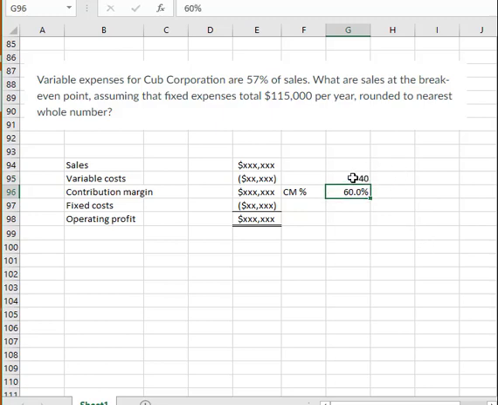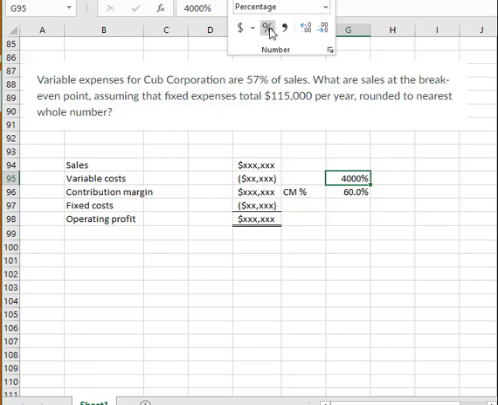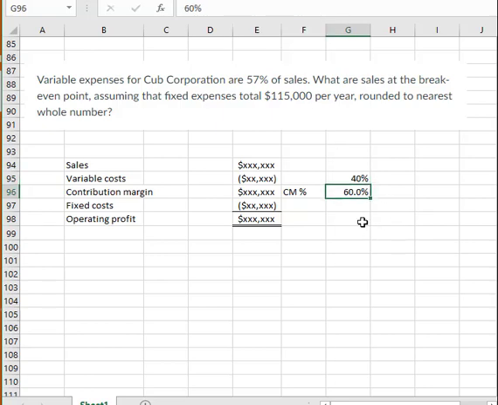It is always 100 minus the contribution margin percent. These two added up will equal sales. So if this is 60, this must be 40. So they can give you variable cost percent, and you can solve for contribution margin as well.